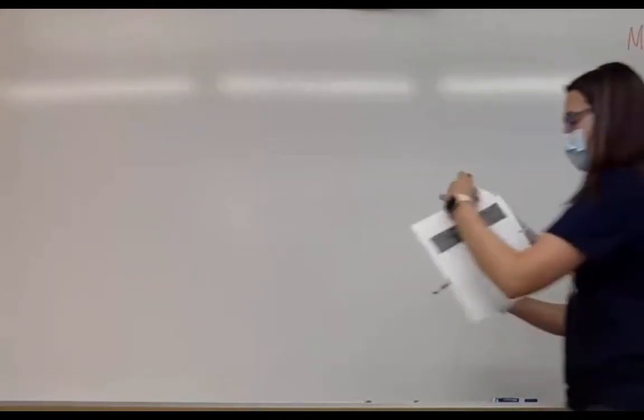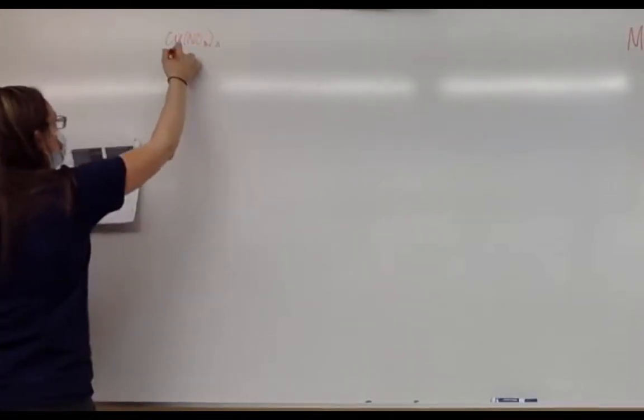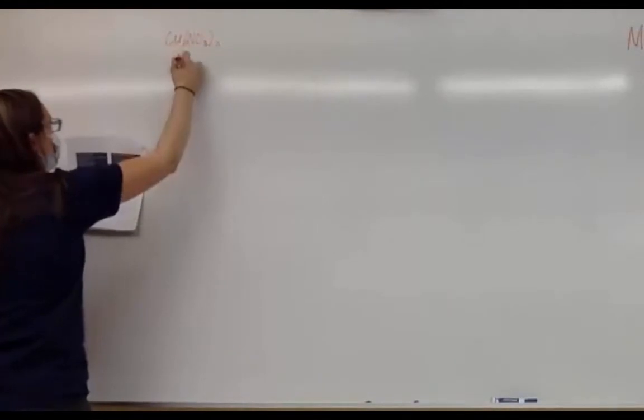I'll draw right on the board. Okay, so again, it says that we have Cu(NO3)2, and in this beaker we have 4 of these formula units. Formula units is just the proper term for a molecule of an ionic compound.